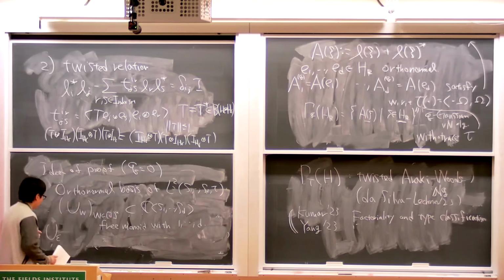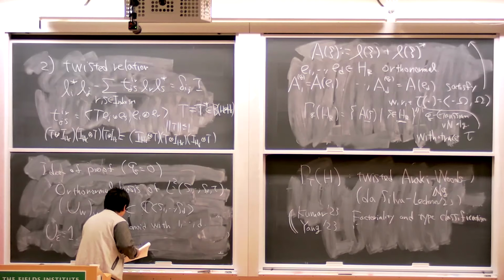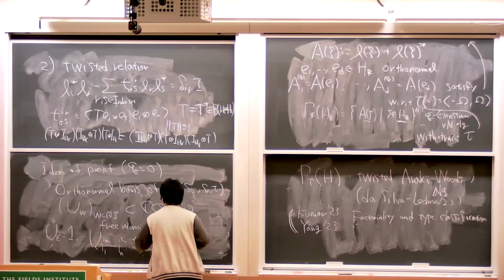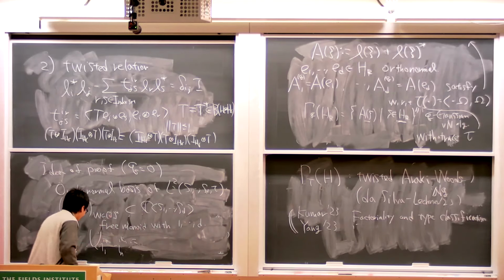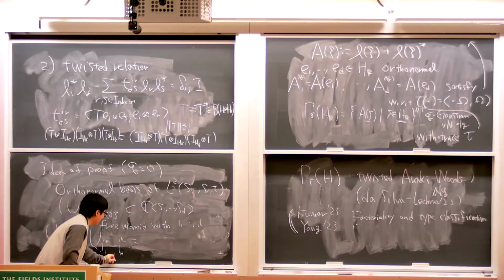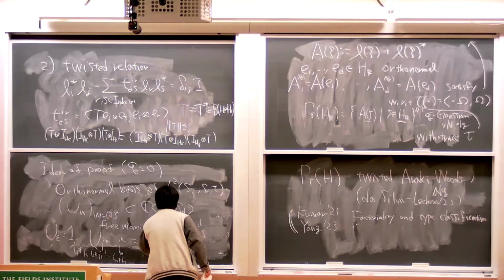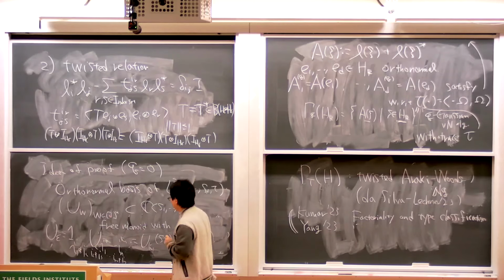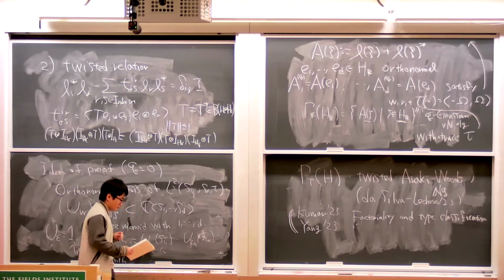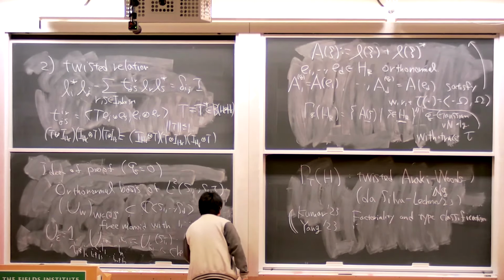So for the empty word, we have 1, and for the word i1^k1 ... in^kn, where the k_i's are all positive, and i1 is not equal to i2, i2 not equal to i3, up to i(n-1) not equal to in, in this case we have U_{k1}(S_{i1}) times up to the product of U_{kn}(S_{in}), where each polynomial U_k is given by the Chebyshev polynomial of the second kind.